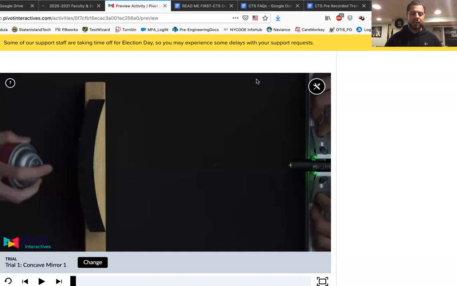What you're going to see is the laser starts exactly perpendicular to the center of the curve, and you'll see that the light bounces straight back perpendicular to the surface. But as the light moves up and down, you'll see how that angle of reflection changes. Based on where the light rays cross, we can calculate and predict where the focal point will be located.